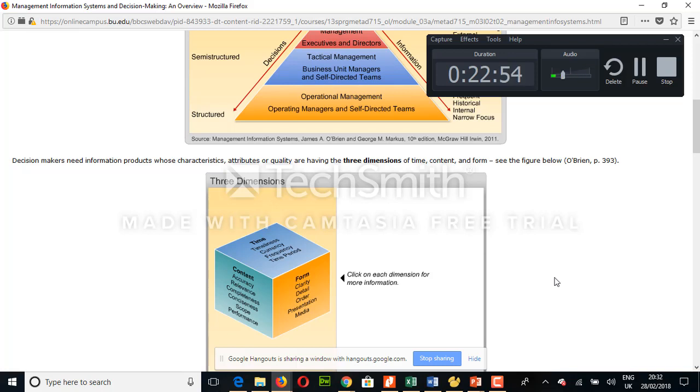Whereas at the structured level, at the operational level, the reason why it is structured is because every data they base their decision making on is actually internal.